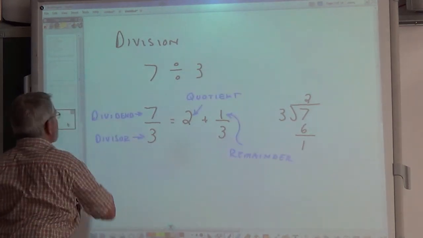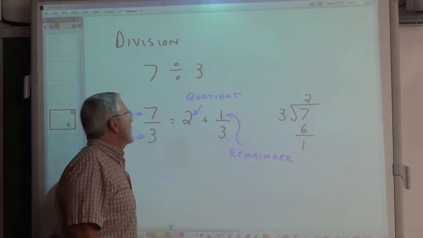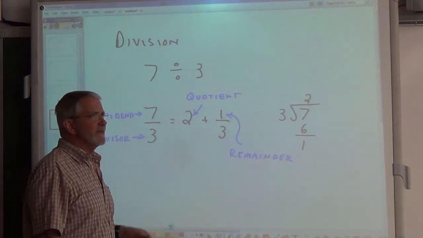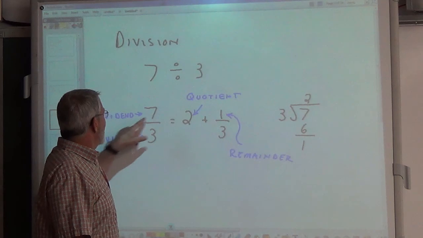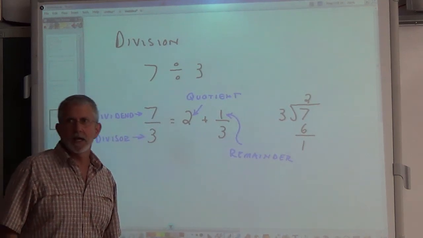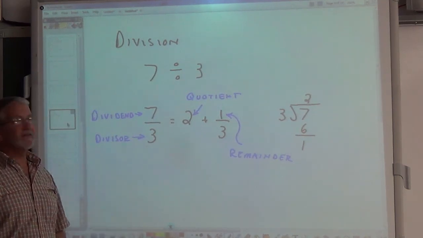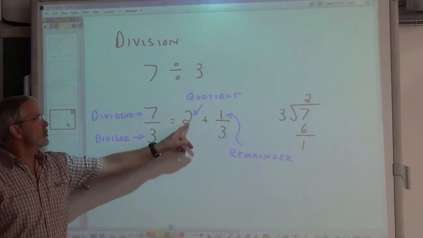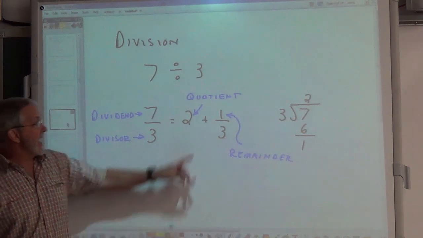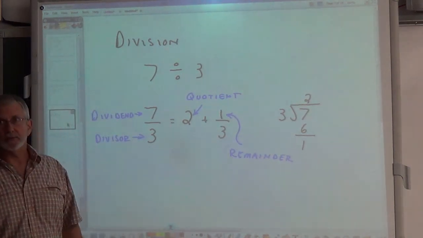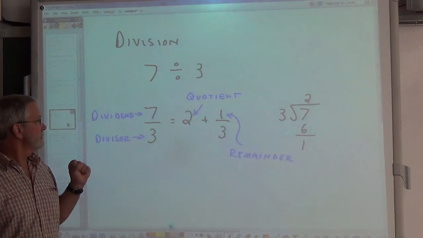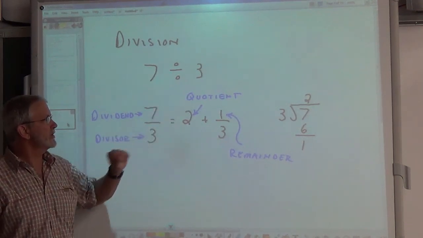But let's name some things, okay? So, when I have the division, 7 divided by 3, 7 is called the dividend. 3 is called the divisor. 2 is called the quotient. And 1 is called the remainder. So you have the dividend, the divisor, the quotient, and the remainder.